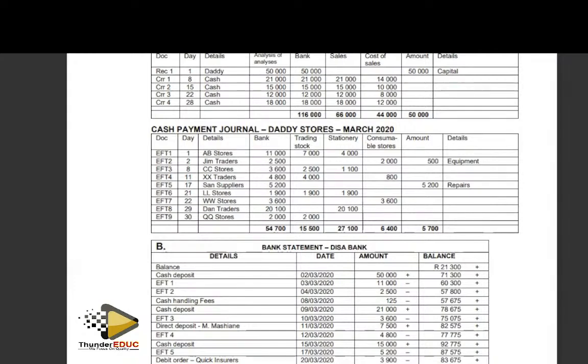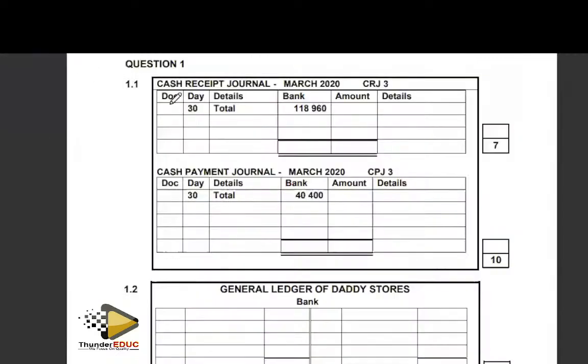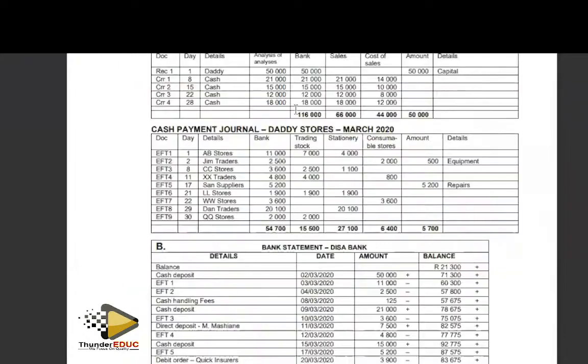Now, the other thing I've not told you, look at our answer book. We always start with the totals. If you look at that, for example, 118,960, where do we get this total? You always start.